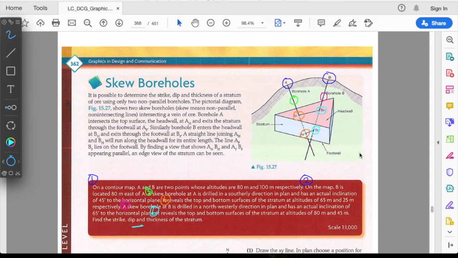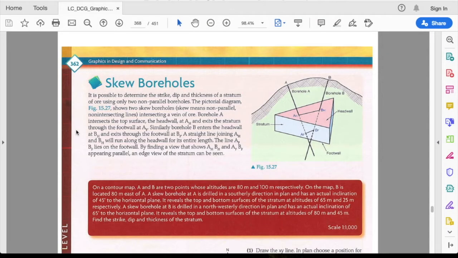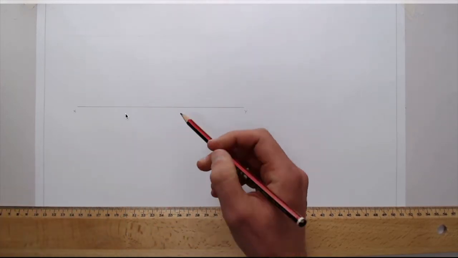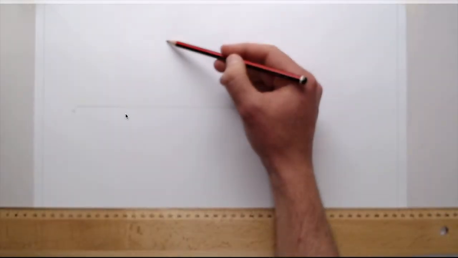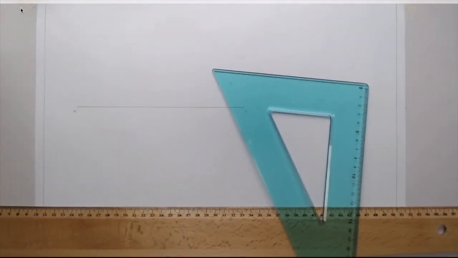So now we'll go onto the board and start looking at how we'll put these into action. Okay, so to start off, when we look at our sheet, the first thing we're going to do is look at the information we're given. And we're given that A and B are 2 points whose altitudes are 80 meters and 100 meters respectively. So I've gone to my sheet and I have put in an XY line, and I've just put in a line at 80 and a line at 100, because I know that I'm going to need those bits of information.